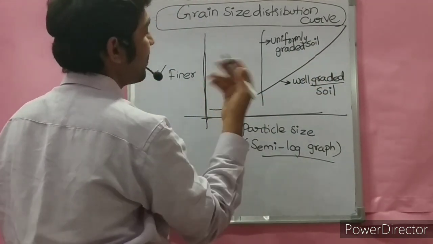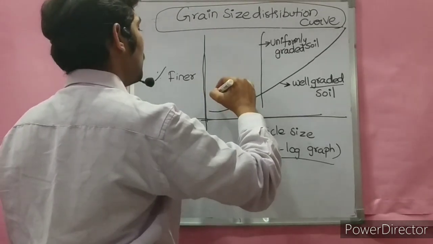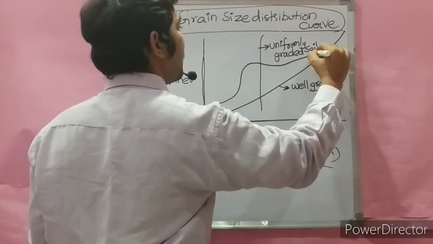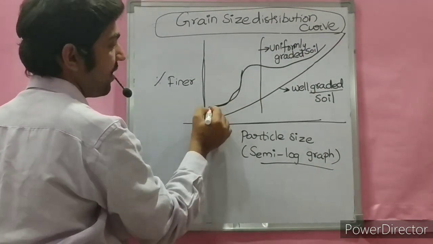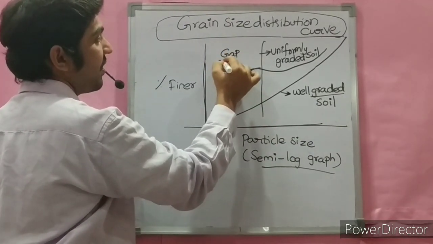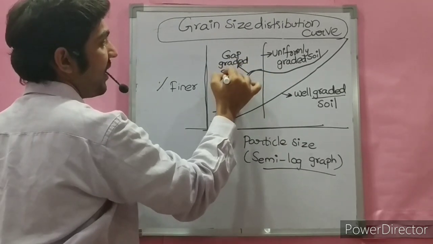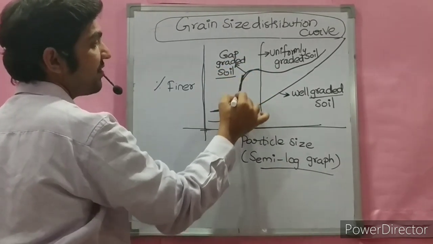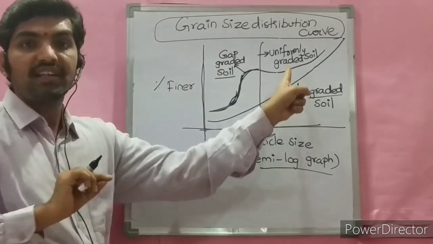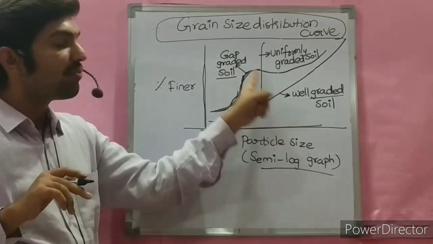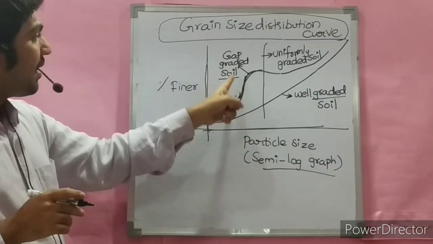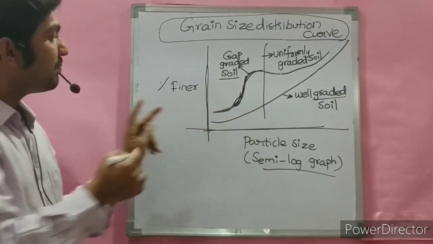Poorly graded soil, or gap graded soil, is another one. That soil has some gap like this. This hump always occurs in poorly graded soil or gap graded soil. In the gap graded soil, there is a hump. In an objective question, they will ask: a hump is observed in which soil? Option A, well graded soil; uniformly graded; poorly graded; gap graded. Here, uniform gradation and poorly graded are the same. In gap graded soil, there exist some gaps.